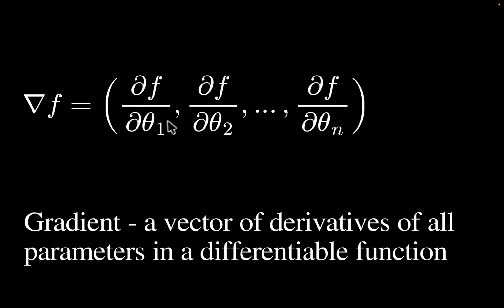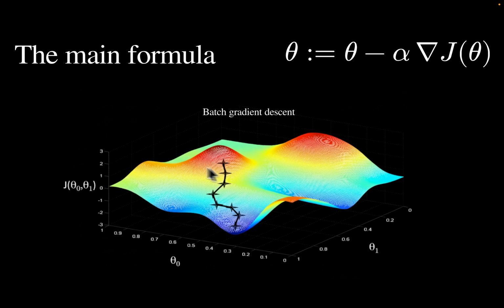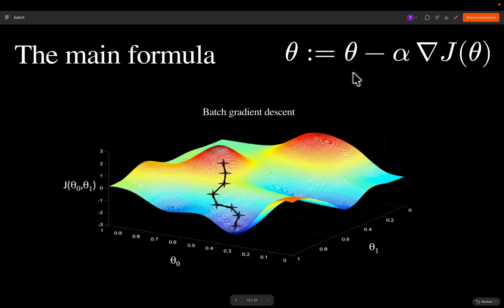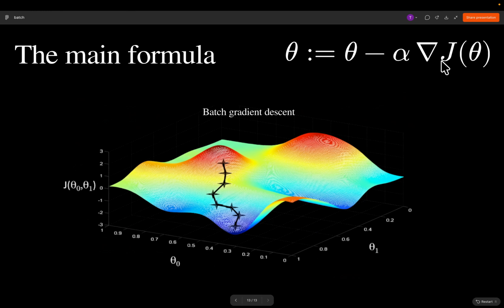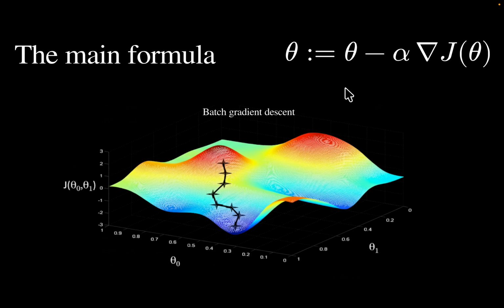So what do we do? First, the gradient is just a vector of the derivatives of a differentiable function. And here's the main slide, the most important and interesting part from my perspective. What is it created for? We have theta equals theta minus the learning rate multiplied by the gradient of J of theta, now vectorized.